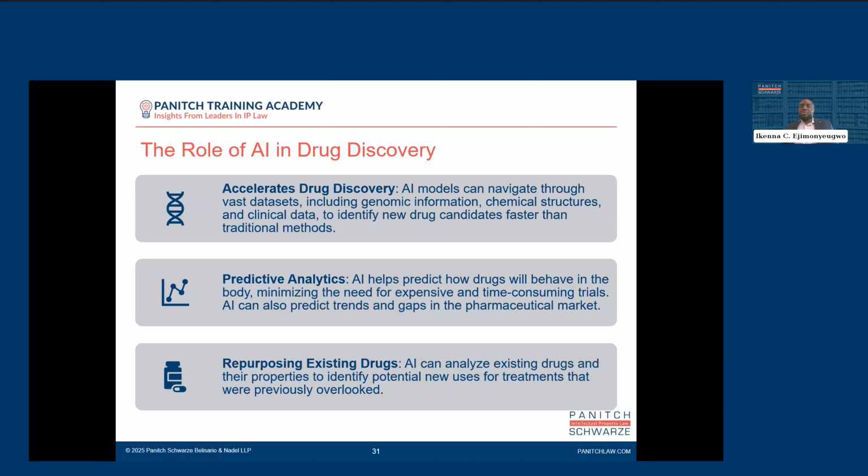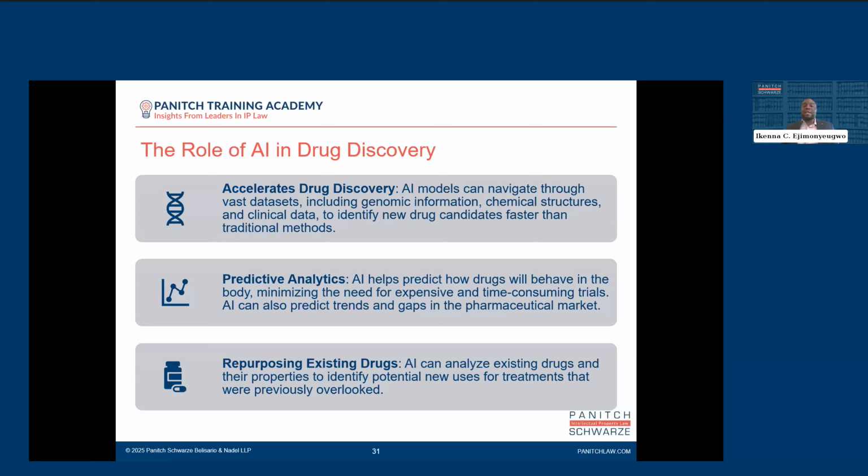Another one is that companies can use AI for predictive analytics. So AI-powered predictive analytics can help predict how drugs will interact in a patient's body. Another way you can use predictive analytics is it can identify emerging trends and gaps in the pharmaceutical market. Now, that allows pharmaceutical companies to focus on developing innovative drugs for formulations that are likely to be successful and patentable.